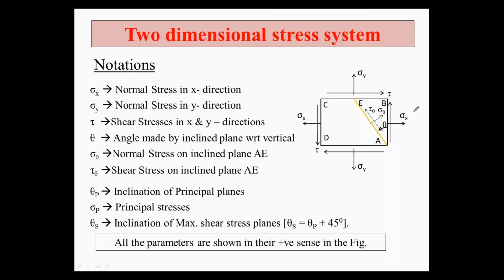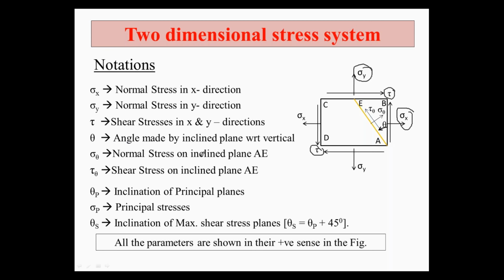Listen here. Here it is sigma x, that is normal stress in x direction, sigma y, normal stress in y direction, tau, this is the tau, shear stress in x direction and y direction. Here also it is tau. Theta is the angle made by the inclined plane with the vertical. So this is the inclined plane, and here it is theta.